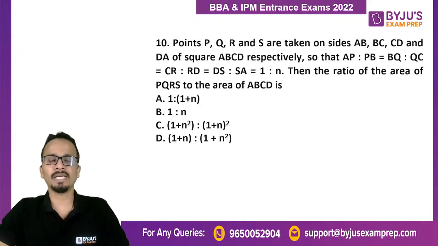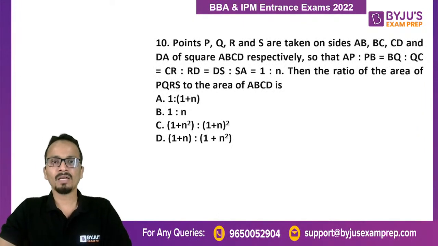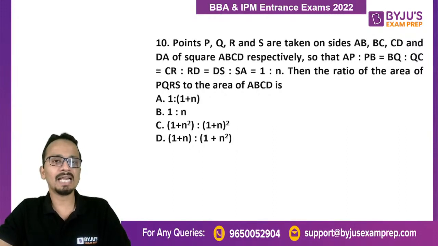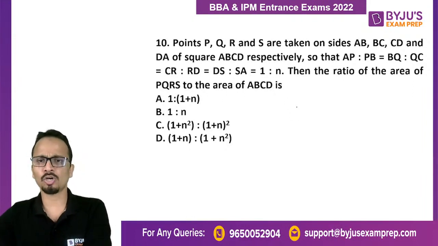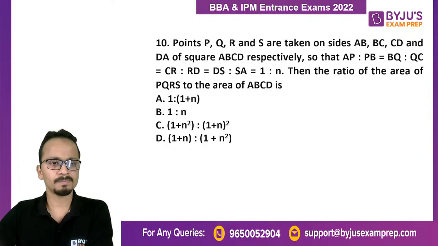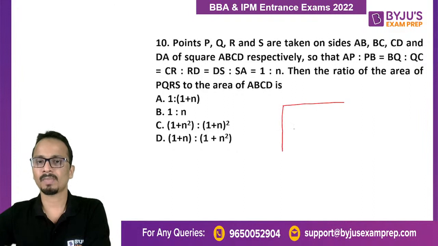Next question, question number 10. Now a wonderful question of geometry. 4 points P, Q, R, S are taken on sides AB, BC, CD, and DA of square ABCD respectively. So first of all, let's draw this square ABCD. Pardon my drawing. Okay, so this is a square A, B, C, and D, and 4 points P, Q, R, S are taken.